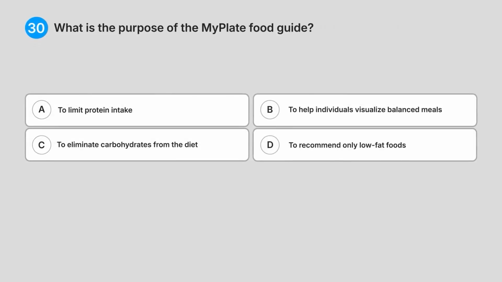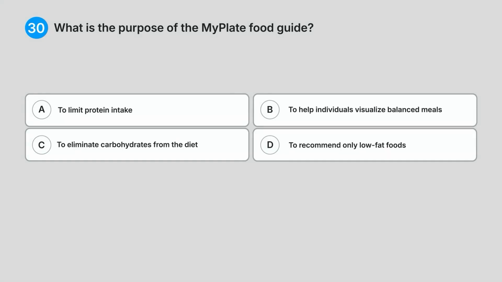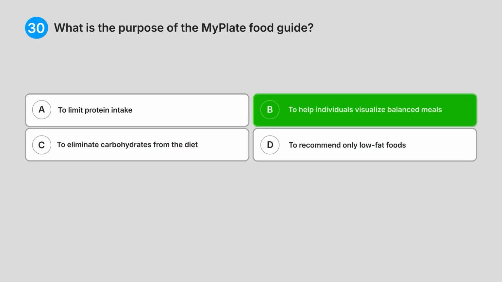30. What is the purpose of the My Plate food guide? A. To limit protein intake. B. To help individuals visualize balanced meals. C. To eliminate carbohydrates from the diet. D. To recommend only low-fat foods. Can you guess the answer? Correct answer: B. To help individuals visualize balanced meals.